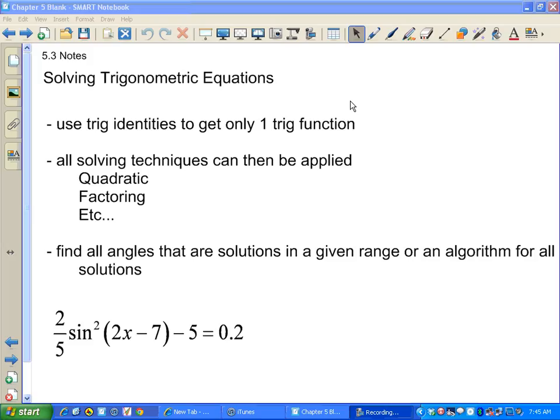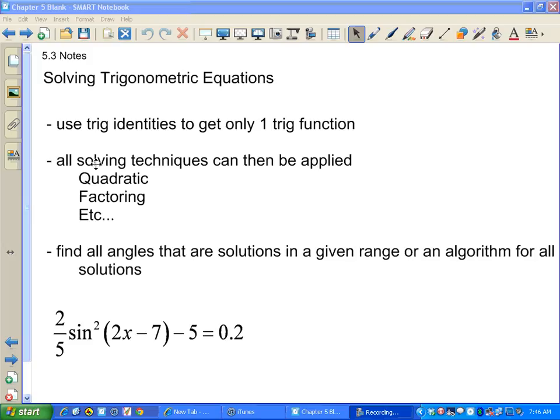A couple key things to solving trig equations is you want to only have one trig function. So if you've got tangent and secant, you need to somehow turn that into where you only have one or the other, or maybe you can convert it so you only have just sine or something like that. But you only want one trig expression in your function before you start actually trying to solve it. So use your trig identities to get just one trig function in the whole equation. It could be a sine squared and a sine cubed or something like that, but at least you're only dealing with sine and not multiple trig functions.